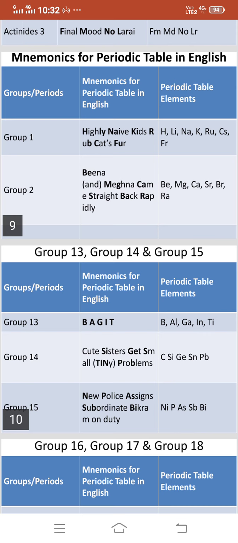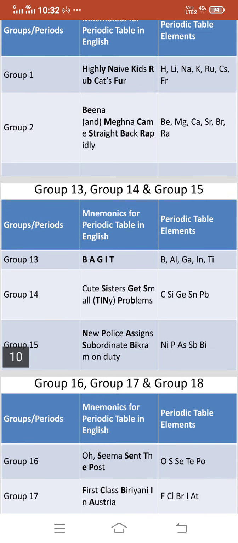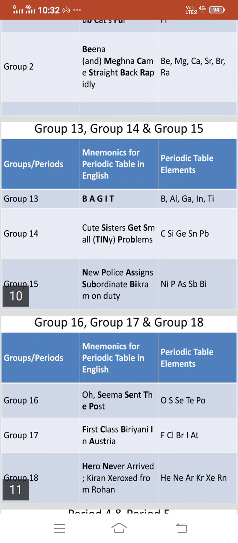Then the mnemonics for group 13, 14 and 15 in English. For group 13, the mnemonic is Bagith. Then for group 14, the mnemonic is Cute sisters get small tiny problems. And for group 15, the mnemonic is New police assigns subordinate Bikram on duty.